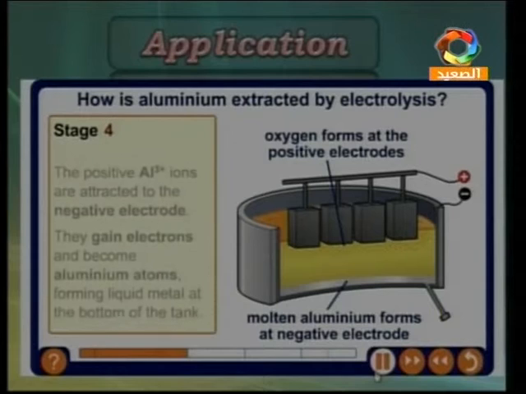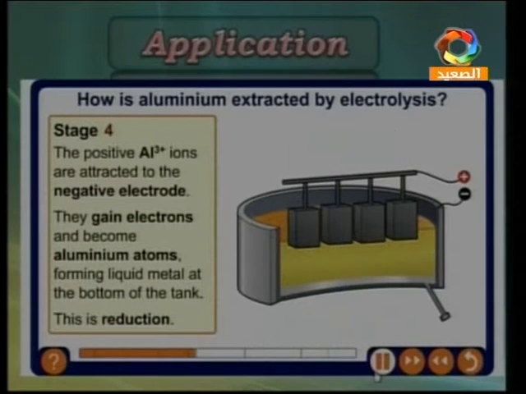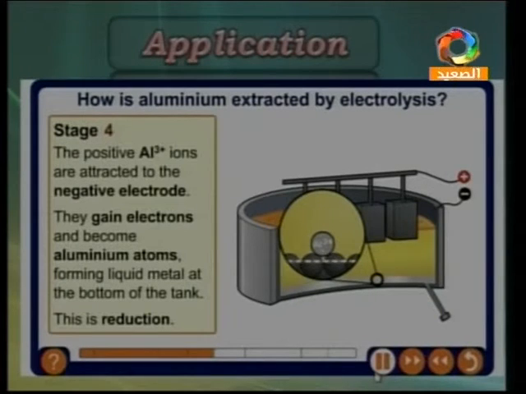We see stage number 4. The positive Al3+ ions are collected here, and they gain electrons and change into aluminum atoms, like we see in this shape. So the aluminum ions gain electrons and change into atoms.